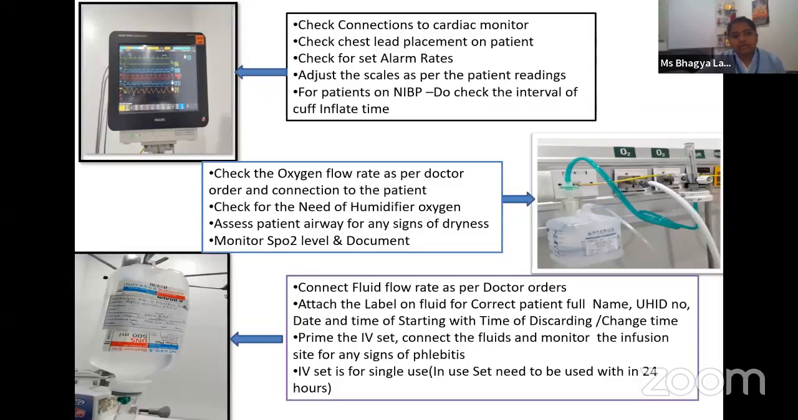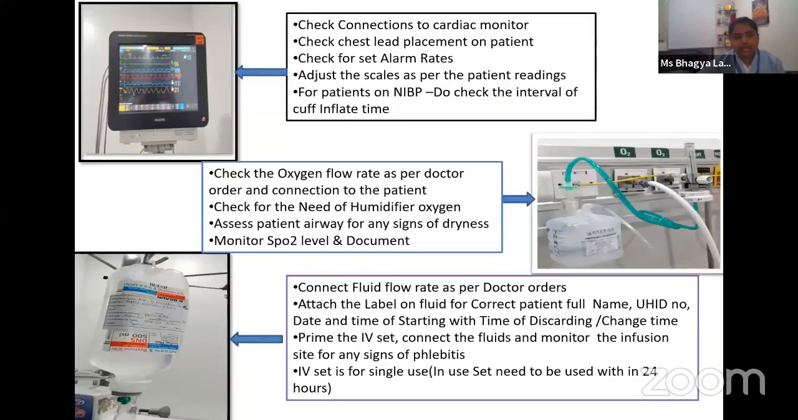So other than that systemic approach, when we are in the ICU, we do assess the patient systematically. We document, as I said, past medical history, current medical history, surgical history, everything. But when we go to the patient bedside, what are the main things to focus on when the patient is connected to multiple equipment, as I told in my first slide: multiple syringe pumps, ventilator, oxygen, fluids. There are some specific things we have to see. When it comes to the monitor, check the connections to the cardiac monitor, and check the chest lead placement on the patient, right, left, etc.